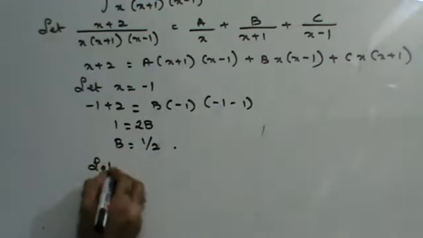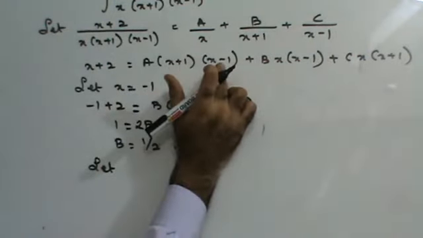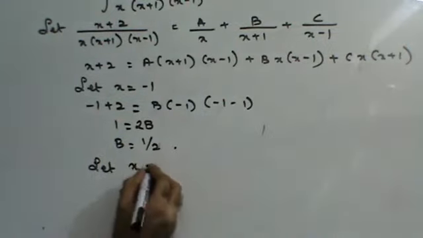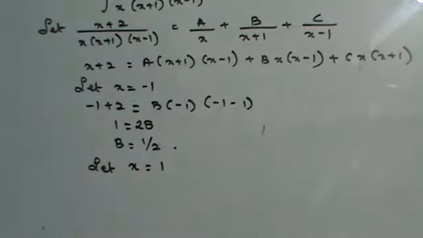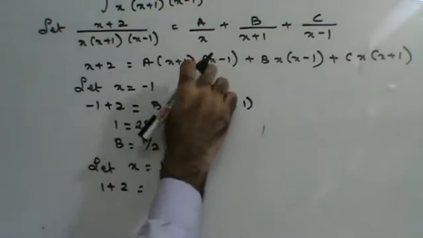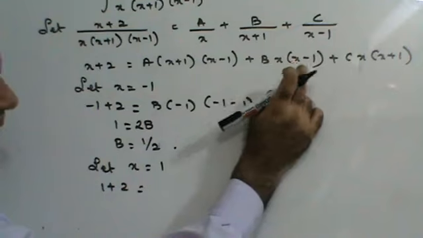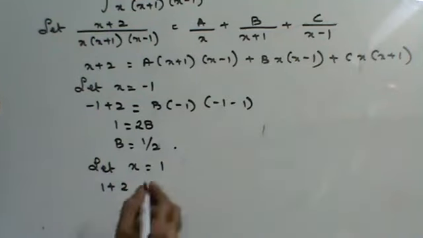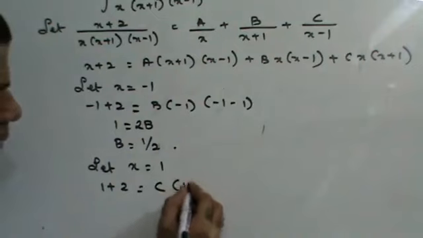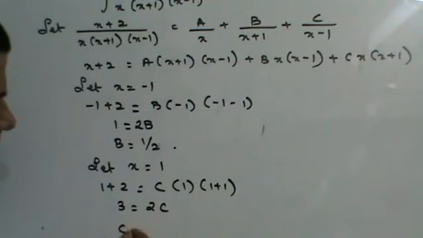Next, I already made this bracket 0. Now I want to make the second bracket 0. So I'll say let x be equal to 1. Right? So in that case I'll get 1 plus 2. If x is 1, this bracket will be 0, therefore this term will be 0. If x is 1, this bracket will be 0, therefore this term will also be 0. So I'll get C times 1 times (1 plus 1). So I'll get 3 is equal to 2C, C is equal to 3 upon 2.